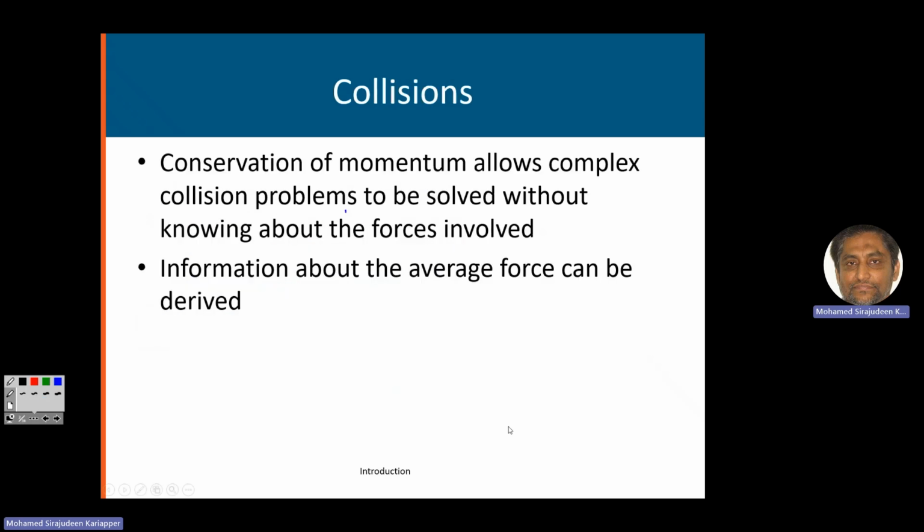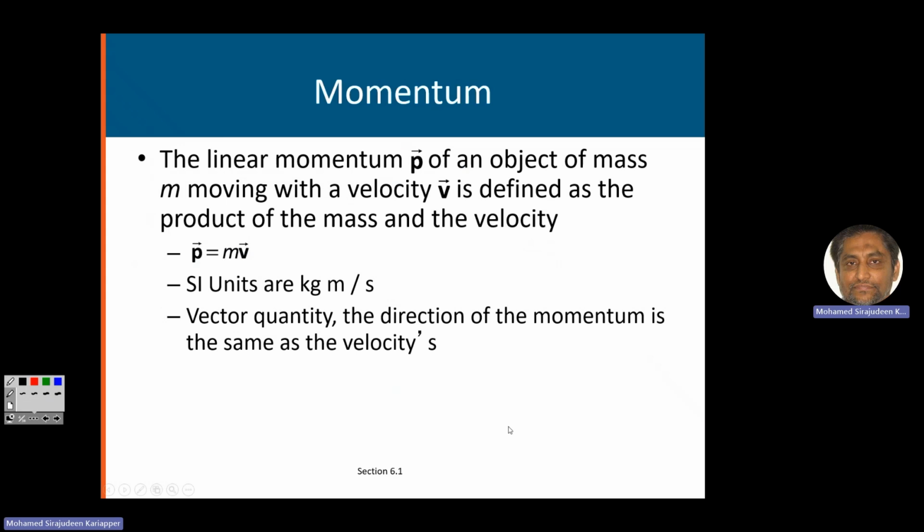Right. So to introduce this subject, we will talk about collisions. The conservation of momentum principle that we develop will allow us to solve complex collision problems easily. We don't even need to know about all the forces acting on it. We can use these conservation of momentum principles to solve these complex collision problems without much difficulty. It will also give us an indication of how much force there is in the collision problem, the average value for the force. So let's start with momentum.